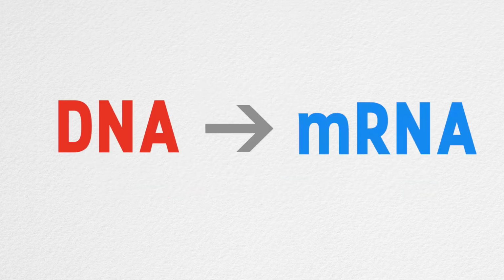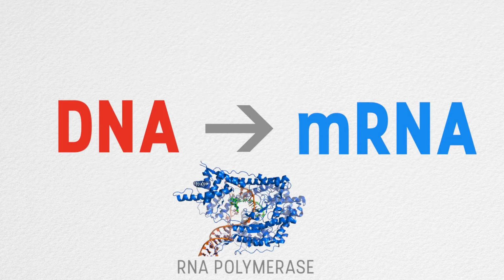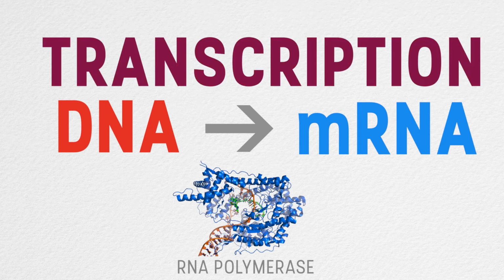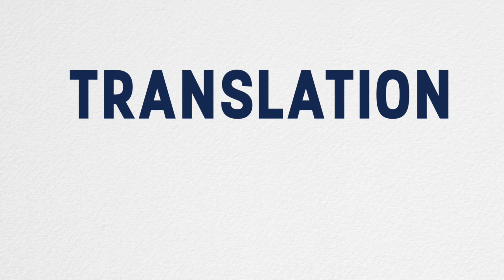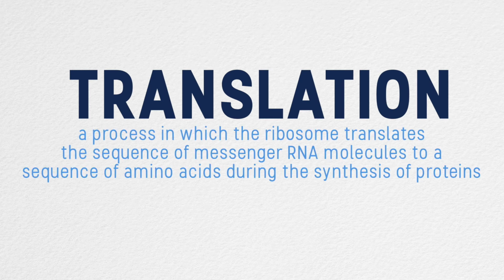Translation occurs right after the DNA is converted into mRNA through the use of the RNA polymerase, through a process called transcription. So what is translation? In translation, the ribosome translates the sequence of messenger RNA molecule to a sequence of amino acids during the synthesis of proteins. So now, let's have a closer look at the process of translation.